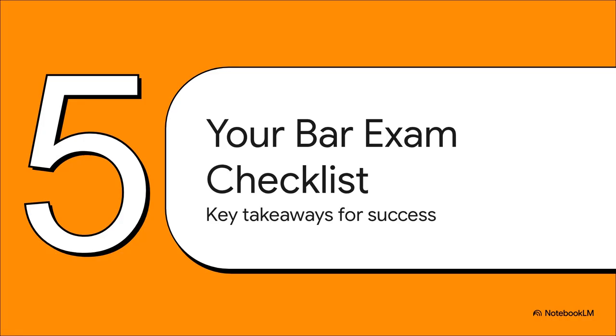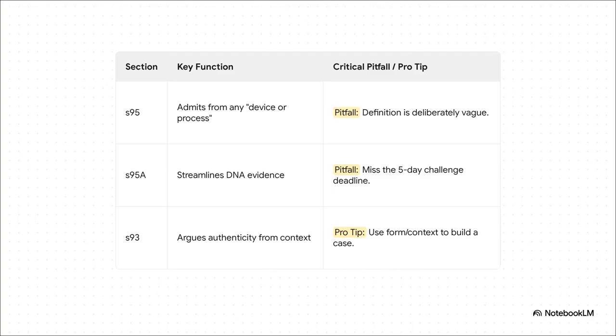Okay, we've covered a lot of ground. Let's boil it all down into a high-impact checklist for you to take into that exam room. This is the stuff you absolutely have to have locked in. Right. Section 95, its job is to admit documents from any device or process, and the pro tip there is knowing that its definition is deliberately vague. Section 95A, it's all about streamlining DNA in criminal cases, and the critical pitfall is that unforgiving 5-day deadline to challenge. If you miss it, you're toast.